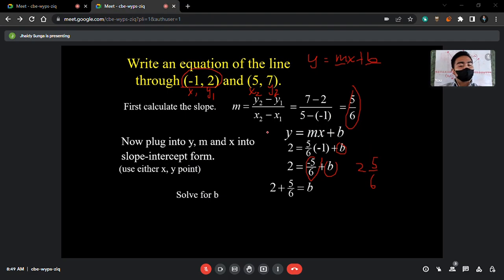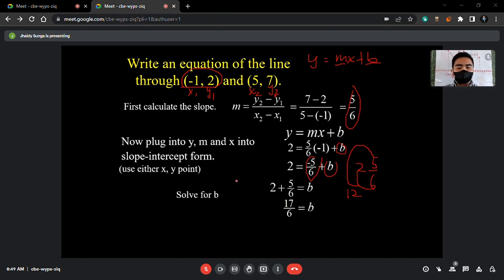How are we going to change that one to an improper fraction? First, multiply the whole number by the denominator. Then, whatever the product, you add to the numerator. So if you multiply 2 by 6, the answer will be 12. And 12 plus 5, the answer will be 17. Therefore, the final answer for b will be 17 over 6. The denominator will remain. Okay? So your b is now 17 over 6.